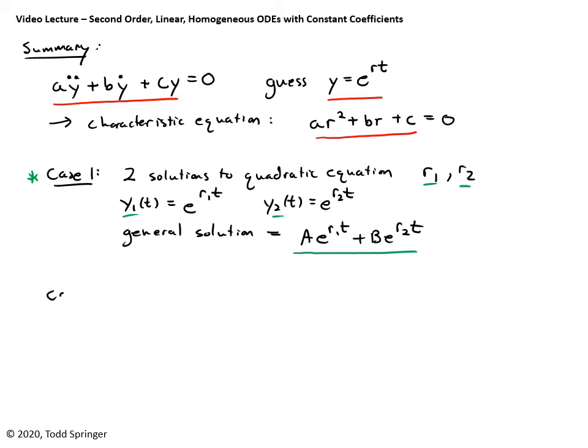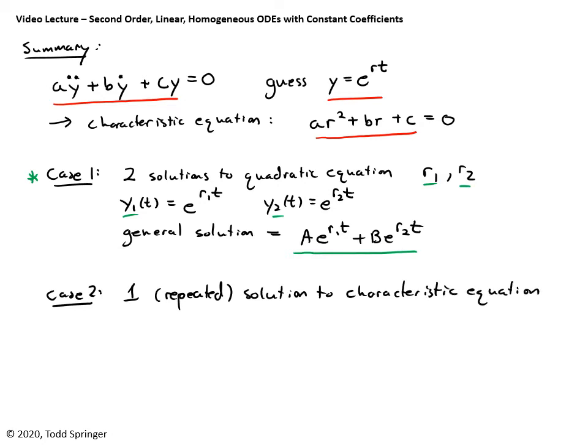Case 2 is if I get only one solution, which I'd call a repeated solution to the characteristic equation. Then I get two solutions. Let's just call this r. y1 of t is e to the rt, and y2 of t is equal to the same thing multiplied by an extra t, t e to the rt.